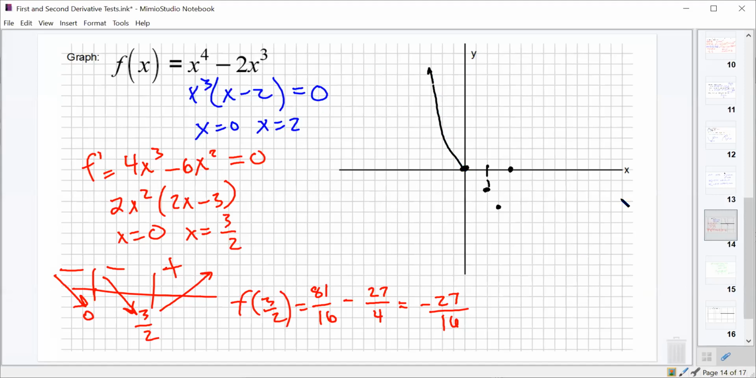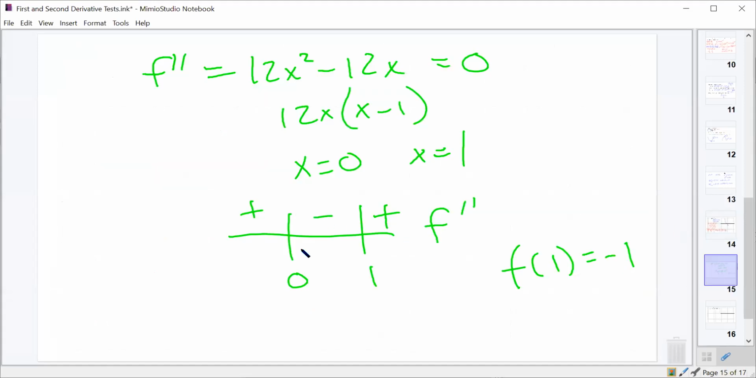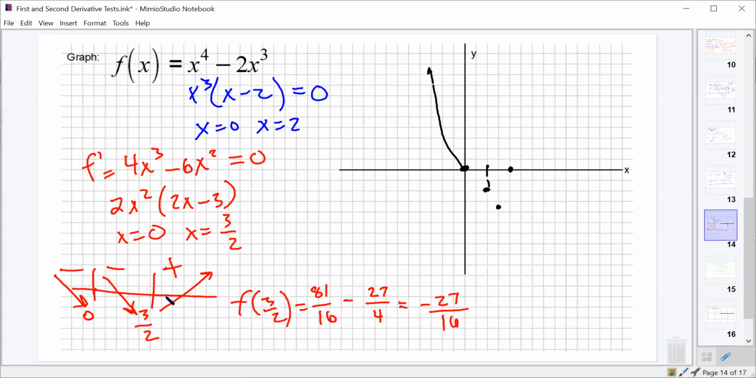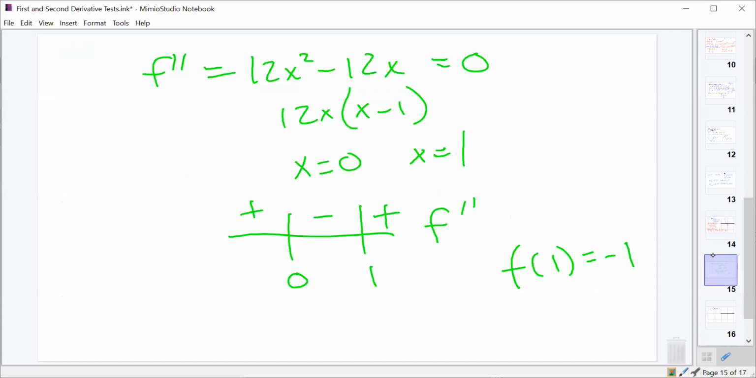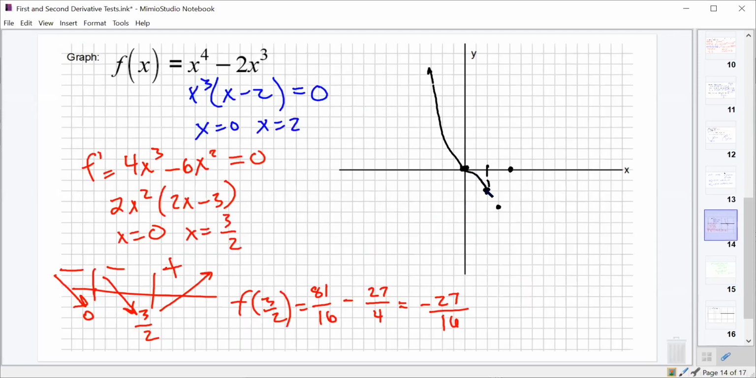And then at 0, 0, it should continue decreasing, but it should switch to being concave down. So from 0 to 3/2, it's decreasing, but it's concave down from 0 to 1. So it should flip and be concave down. Then it should continue decreasing to this local min, but now from 1 to infinity, it should be concave up. So once we flip here, it should be concave up again. So point of inflection, another point of inflection. And then at 3/2, it begins increasing and goes up.